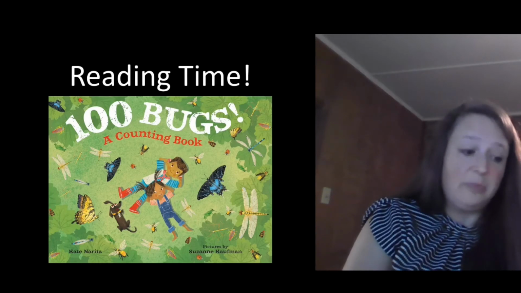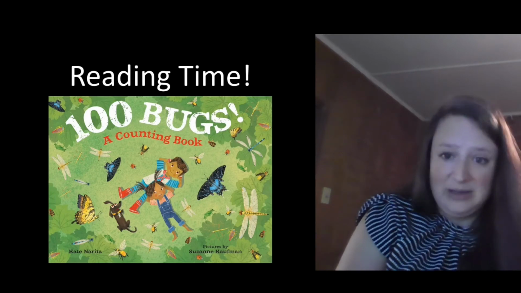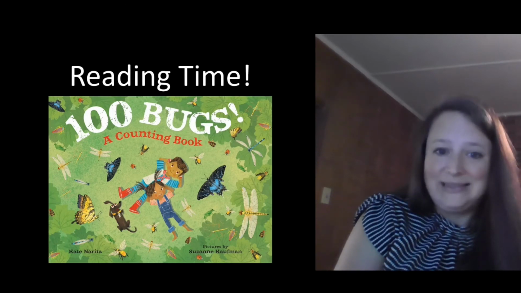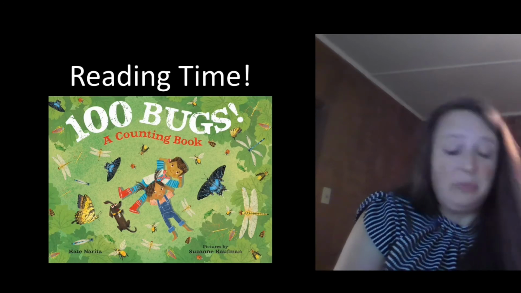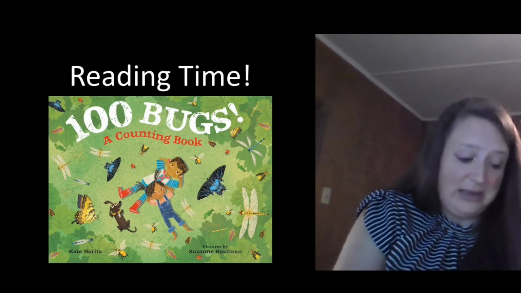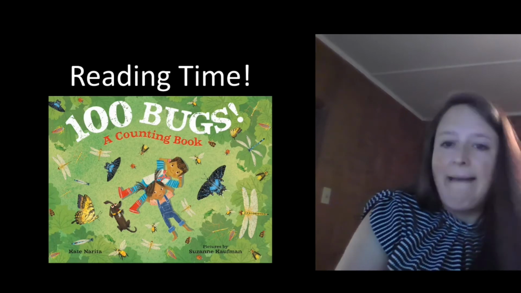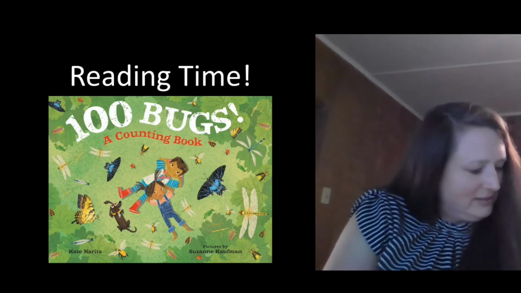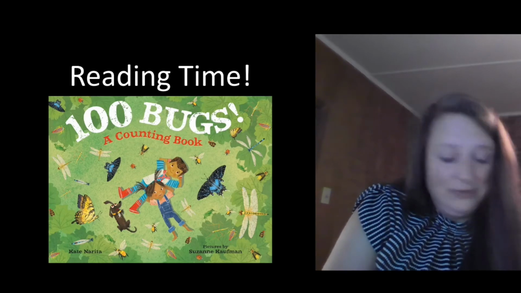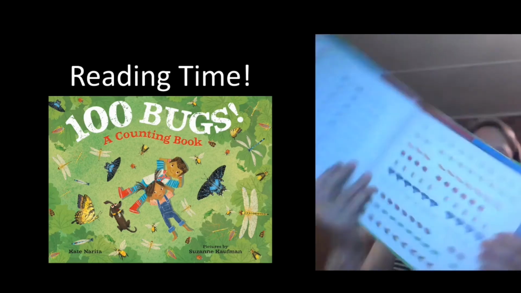20 from before plus 10 more, 30 bugs hanging out. 30 from before plus 10 more, 40 bugs hanging out. 40 from before plus 10 more, 50 bugs hanging out. 50 from before plus 10 more, 60 bugs hanging out. 60 from before plus 10 more, 70 bugs hanging out. 70 from before plus 10 more, 80 bugs hanging out. 80 from before plus 10 more, 90 bugs hanging out. 90 from before plus 10 more, 100 bugs out and about.